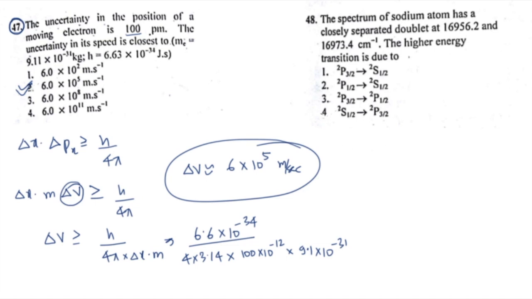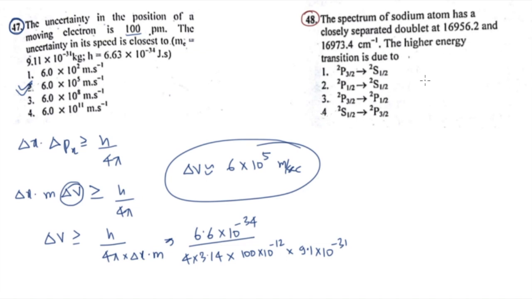Now let's take this particular question over here. The second one asked that the spectrum of sodium atom has a closely separated doublet at 16956.2 and 16973.4 centimeter inverse. The higher energy transition is due to. Now they are asking why this transition is higher in energy.